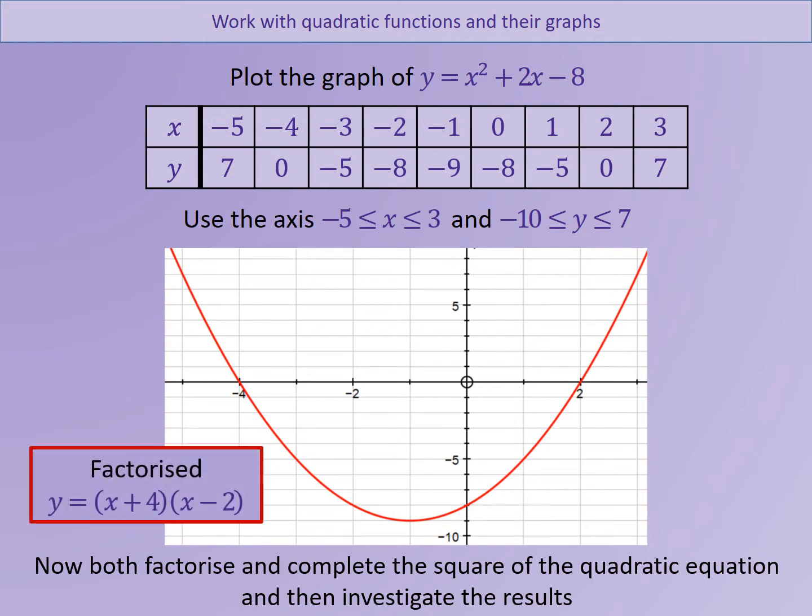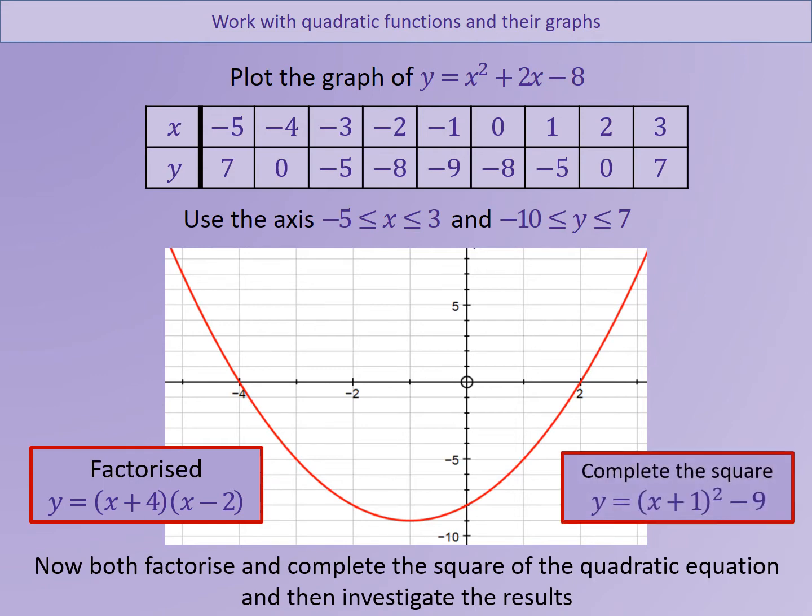Good. So if you factorize correctly, you should find that it factorizes to (x + 4)(x - 2). And if you've completed the square correctly, then you should find that it completes the square to (x + 1) squared minus 9. Now, if you look carefully at the graph, you will be able to spot, I hope, what the link is between those two forms and the graph itself.